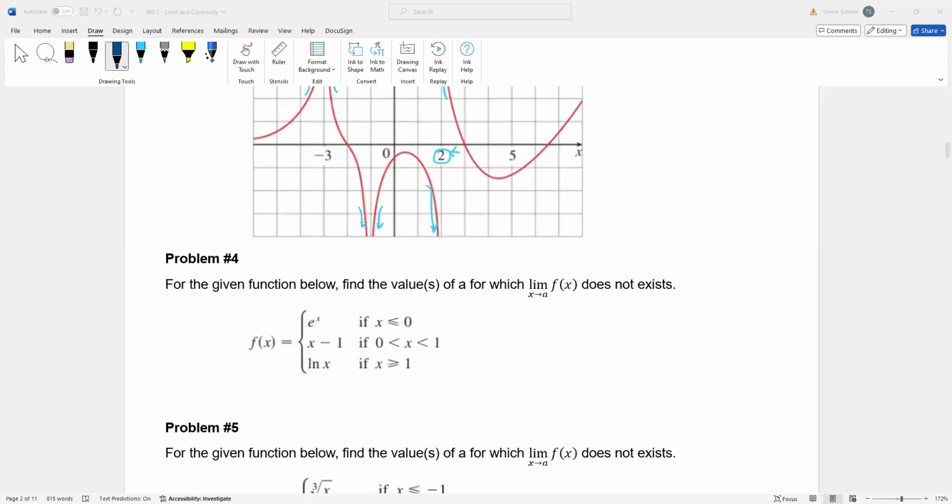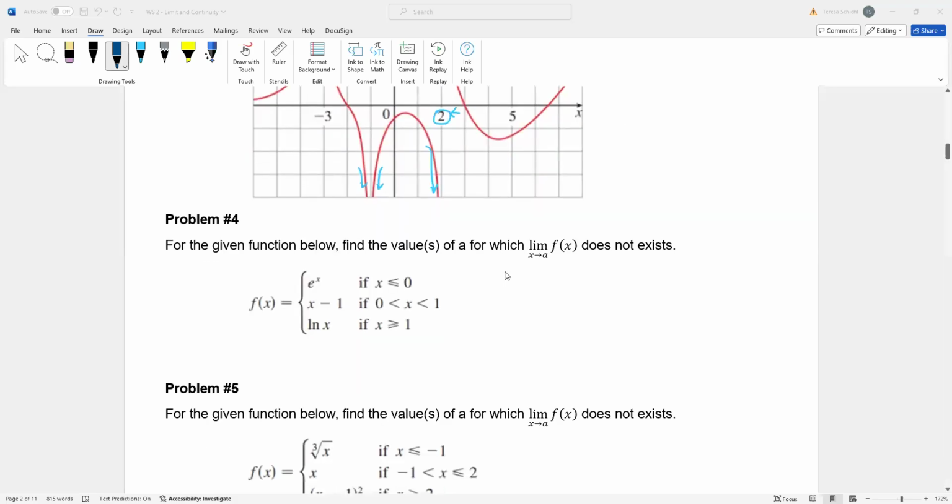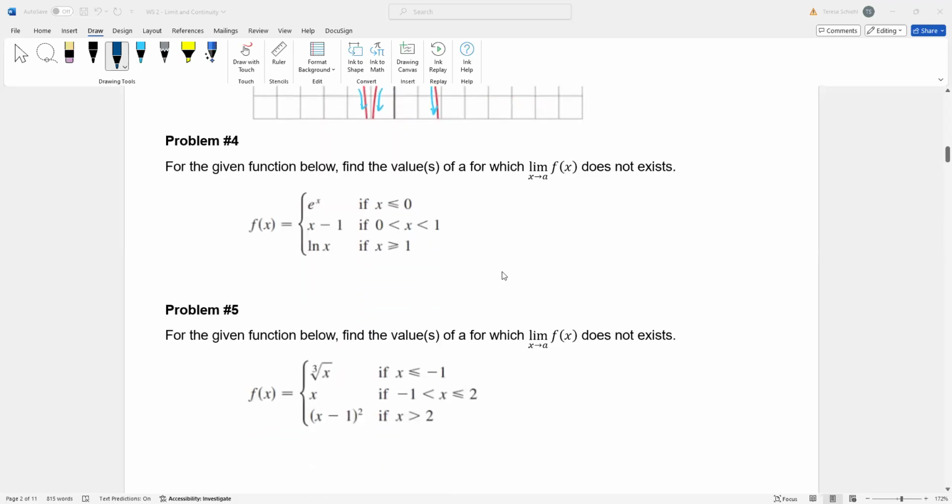Okay, all right, so now for this lecture, let's do one last example. I will take a look at problem number 4, and problem number 5, I encourage you to try to do it by yourself to see if you'll be able to reproduce it or not. Now I have a piecewise function here. Given the function below, find at which x the limit does not exist.